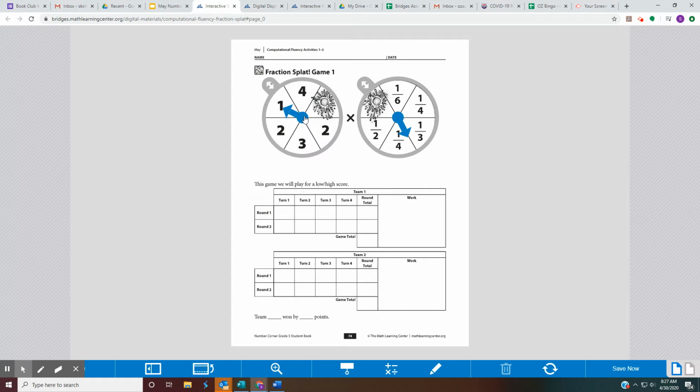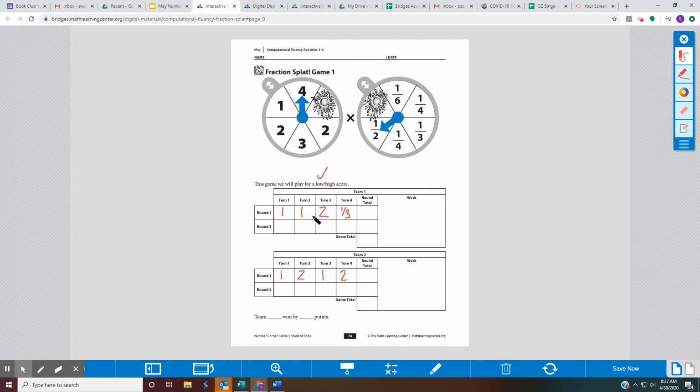And I'm going to spin that again. Ooh, a 1. That's a good one. 1 times 1/3. Woohoo. We all know what 1 times any number is. It's the same number. So I have 1/3. And the final spin. Now this is 4. See who's going to win that first round. 1/2 of 4. We know that's 2 again.